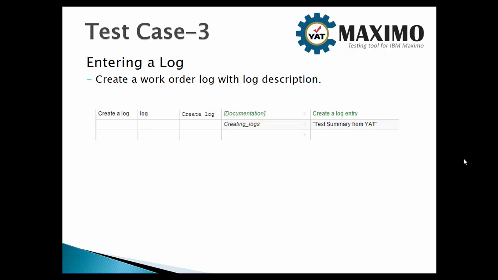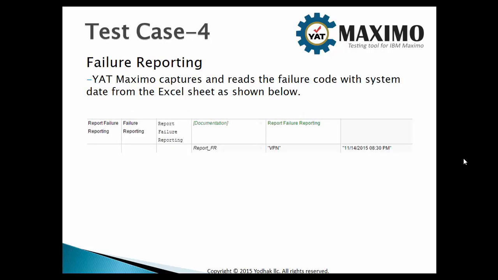Let's go ahead with test case 4. This is very much important, as in failure reporting. The YAT Maximo captures and reads the failure code with the system date from the Excel sheet, as you can see in the screenshot which is being shared. Now let's go ahead and see how these test cases have been executed in the demo.